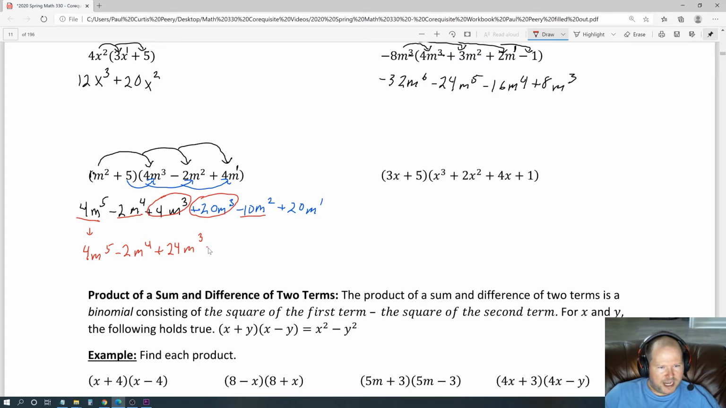Okay, so next we have a negative 2m squared. It looks like the only one we have, so we're going to take down the negative 10m squared. And then it looks like we have a positive 20m to the first, so plus 20m to the first. You don't have to put a 1 there. It's just understood or implied. Okay, let's try the next one.